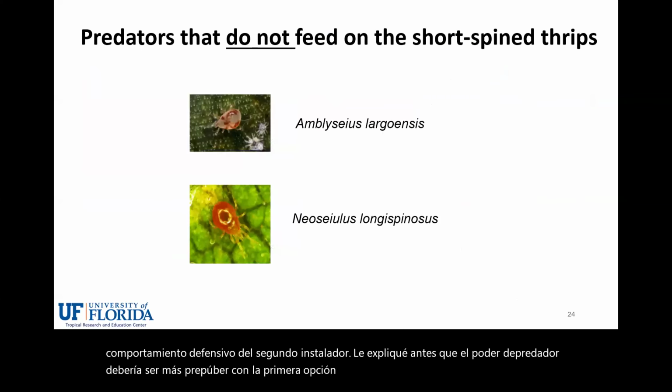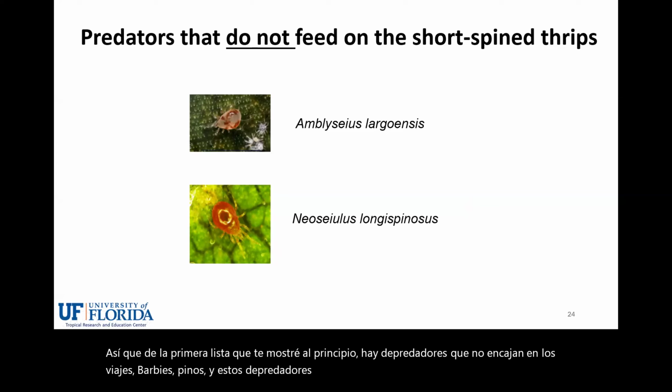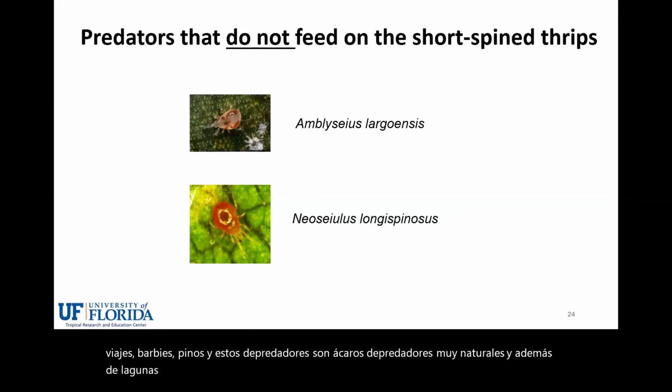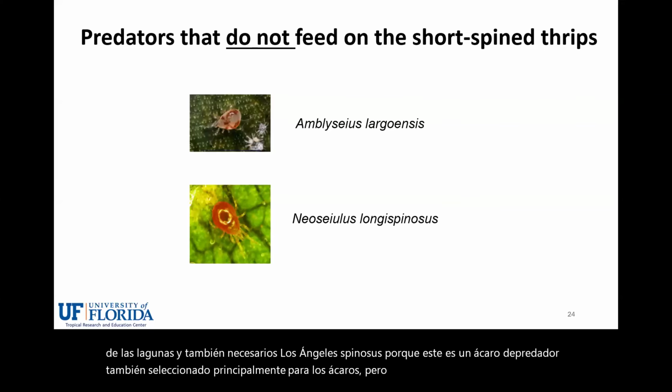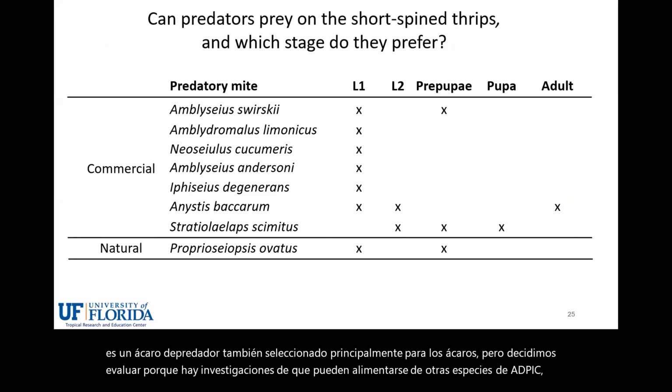So from the first list that I showed you at the beginning, there are predators that do not feed on Thrips parvispinus, and these predators are the naturally occurring predatory mites Amblyseius largoensis and also Neoseiulus longispinosus. This is a predatory mite also mostly selective for spider mites, but we decided to evaluate it because there is research that says they can feed on other thrips species, but it's not the case for Thrips parvispinus.